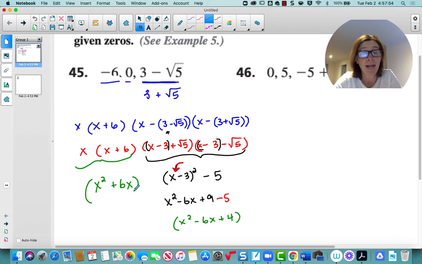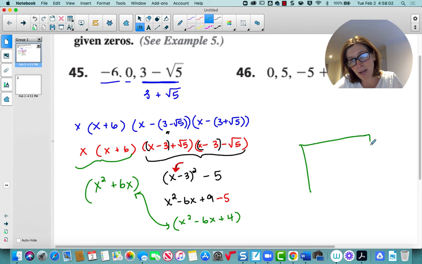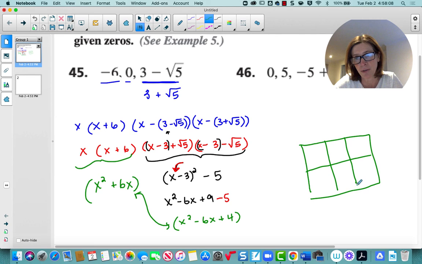All right, but I want this all simplified, so I still have to multiply these together. I'm going to use the area model just because when these get really long for me, I prefer that. So I'm going to make an area model with a 3 by 2. I'm sorry, that kind of got crooked there. So x squared minus 6x and 4 and x squared and 6x.